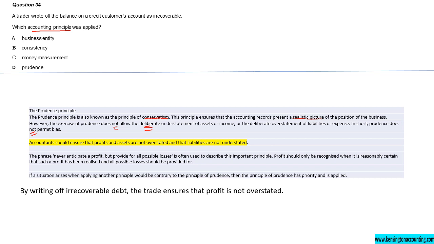although the business requires to be realistic. Now, the principle requires that the business assets are not overstated and liabilities are not understated. So it requires that profits and assets are not overstated and liabilities and expenses are not understated. It further says that the business should never anticipate a profit. Only when the profit is earned, then you recognize it. But if a possible or future loss is known or probable, it should already be accounted for. Profit should only be recognized when it is reasonably certain to be realized. However, all possible losses should be provided for.